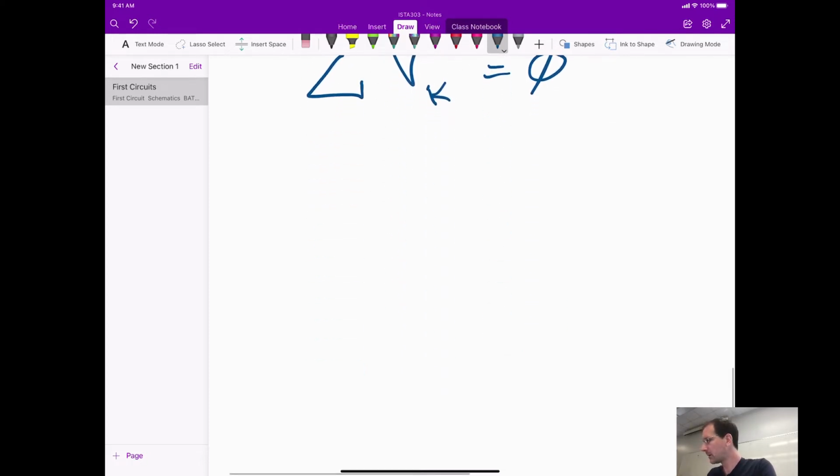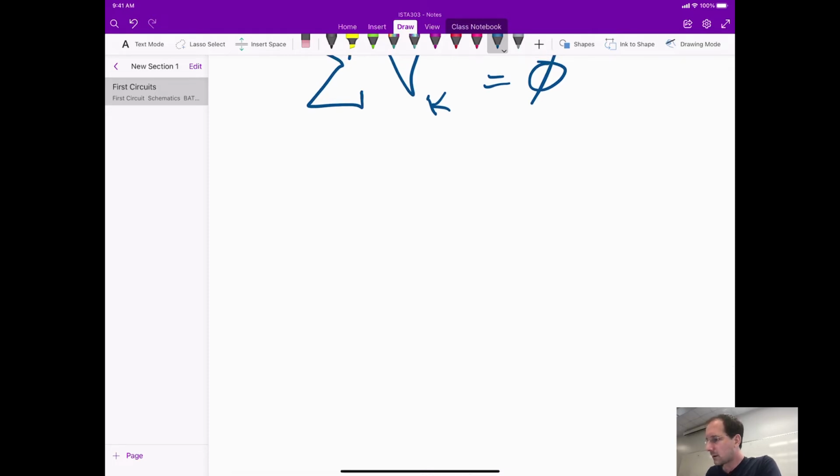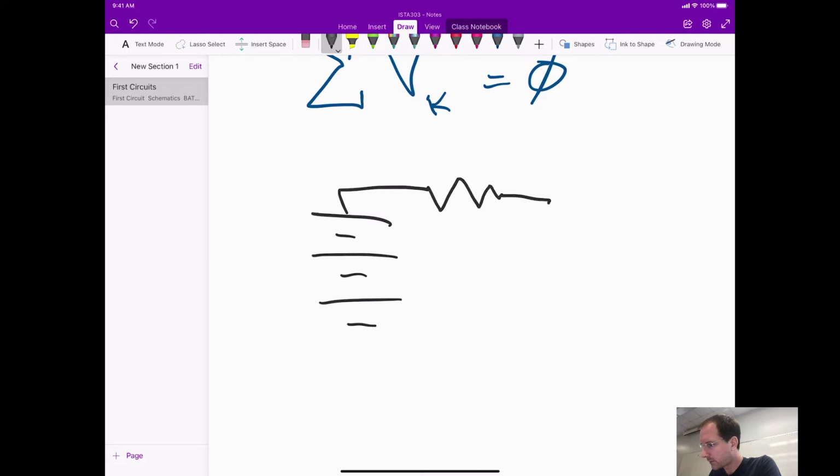So let's imagine a slightly more complicated circuit that has 4, or rather 3 resistors in it.